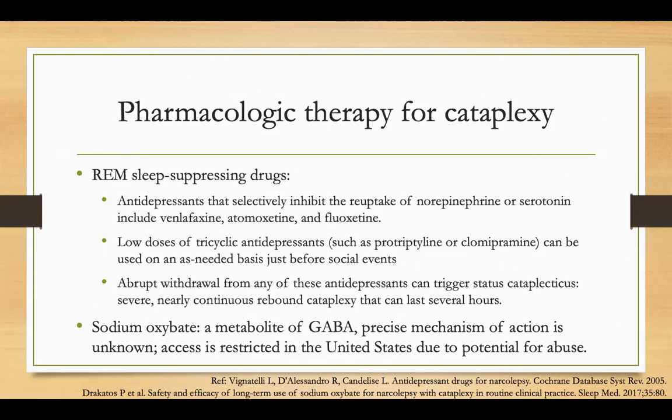Another medication is sodium oxybate. It is a metabolite of GABA, but its precise mechanism of action is unknown, and its access is restricted in the United States due to potential for abuse.